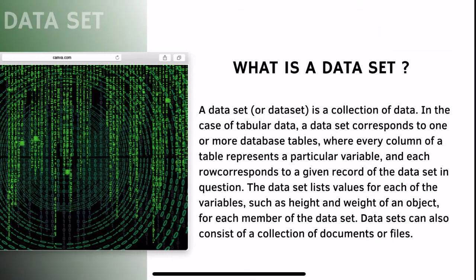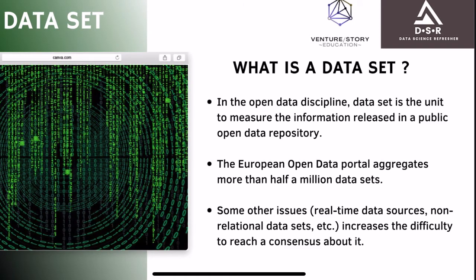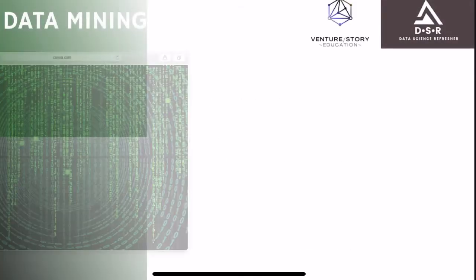Now that we have a good understanding of what a dataset is, we can go into a little more depth. In the open data discipline, a dataset is the unit to measure the information released in a public open data repository. The European Open Data Portal aggregates more than 500,000 datasets. Some other issues, like real-time data sources and non-relational datasets, increase the difficulty of reaching a consensus about it. So we have seen the formal definitions, where you can find the majority of the data sets, and a few of the challenges and issues that are faced with data sets.